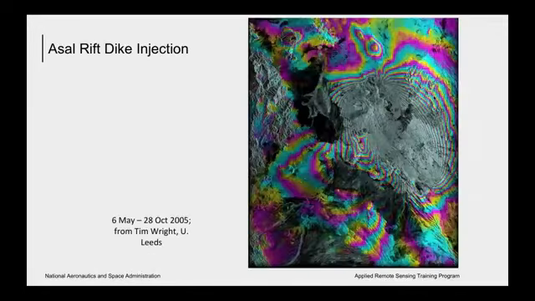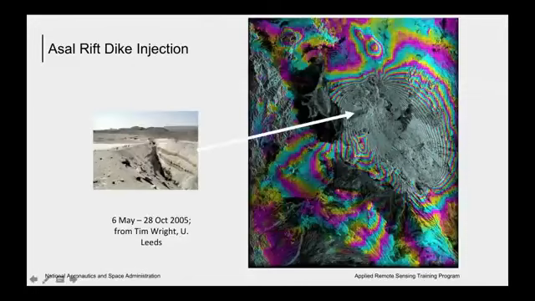This is an example of a large dike injection. Sometimes magma from deep in the earth comes up and opens a fault or dike in the surface and causes a huge amount of strain. In this particular case, this area in central Ethiopia opened up by about 2 meters. All these fringes here, each one of those 3 centimeter fringes, show that the ground was expanded here by about 2 meters in 2005.